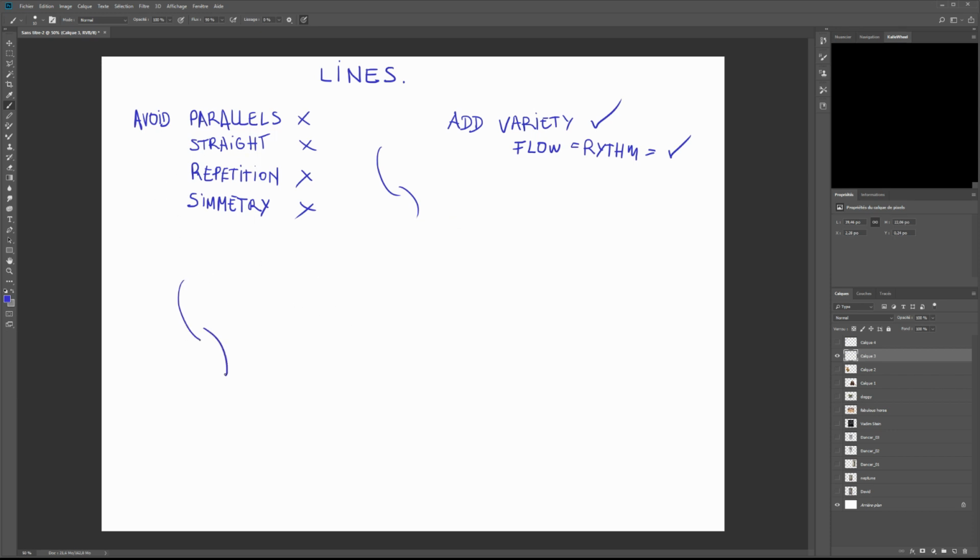So try to avoid making always the same curve over and over. It's just not good looking, and you don't want that. So add variety. Okay, so now I'm gonna talk about C curves and S curves. What are those?